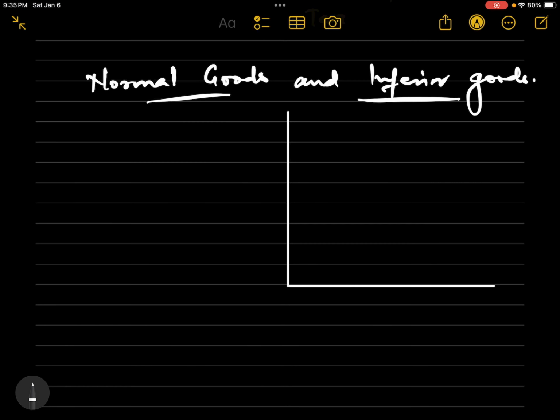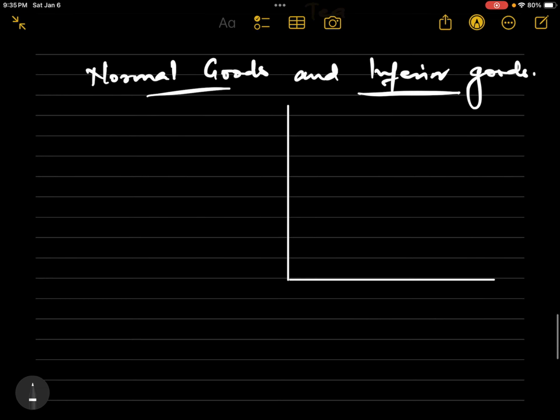Now, the next important set of graphs is graphs for normal goods and inferior goods. First of all, let's revise what normal goods are. Normal goods refer to those goods whose demand increases with an increase in income. So what we are trying to say is that demand of a commodity is a function of its income. Here we are not taking price on the OY axis. We are going to take income on the OY axis and quantity demanded.